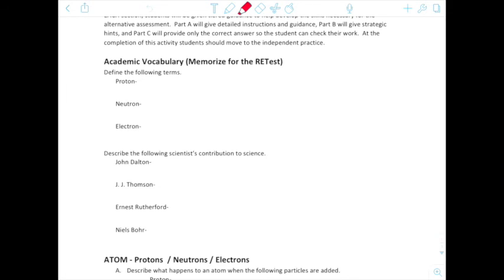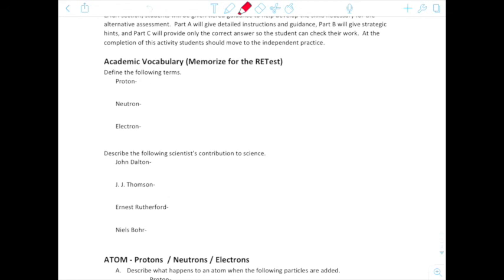Dalton was they call the father of the atomic theory. He proposed the postulates of the atomic theory, which were the very first beginnings of empirically tested work to really show what an atom was. J.J. Thomson. J.J. Thomson was responsible for discovering the electron through the cathode ray tubes. And then Ernest Rutherford, the famous Rutherford gold foil experiment, where he discovered the nucleus.